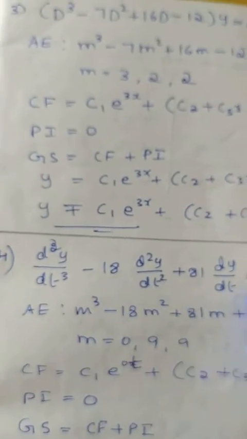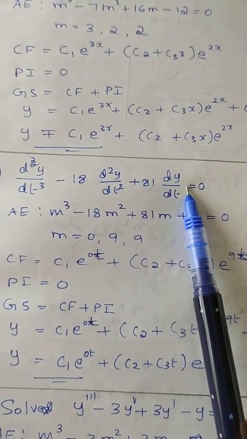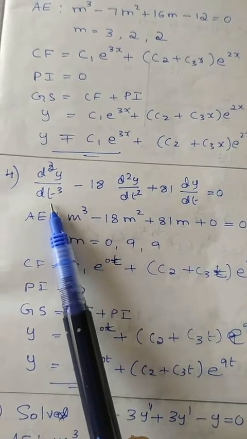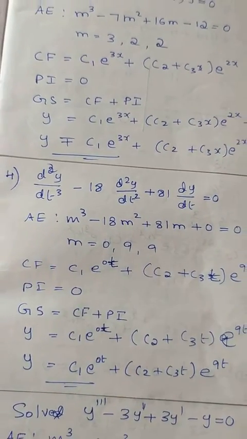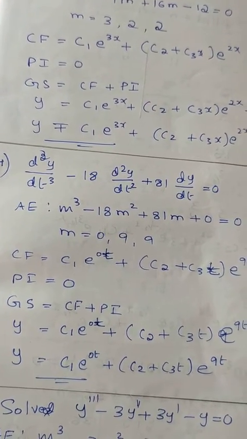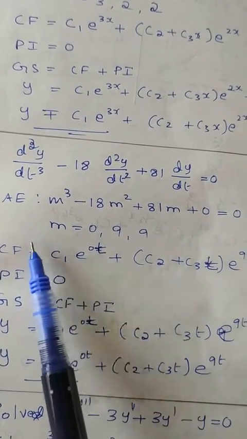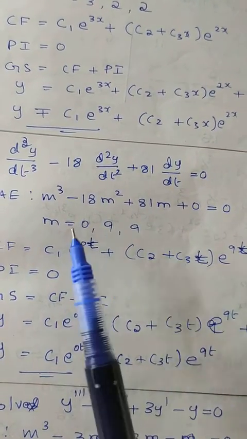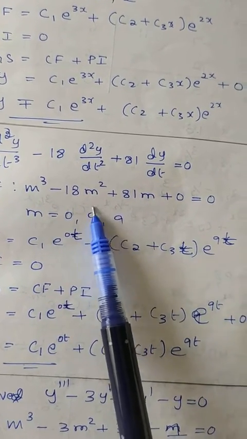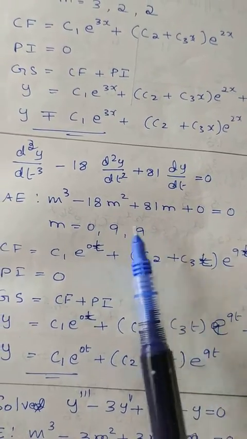Again, third order differential equation. Here there is no constant term. If you write in terms of capital D, we get D cube minus 18D square plus 81D plus 0 into y is equal to 0. This is your auxiliary equation. Roots are 0 and 9. 9 is the second root, so the second root repeats one more time. Very important.